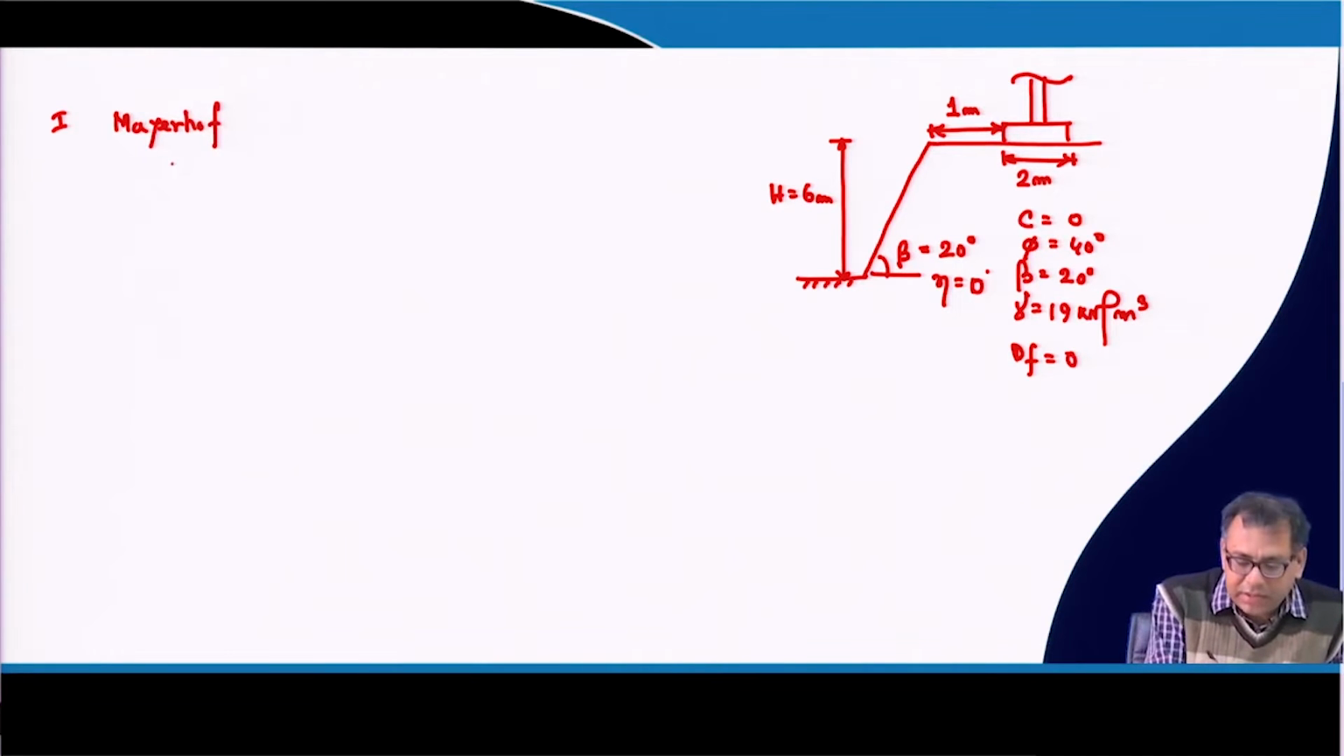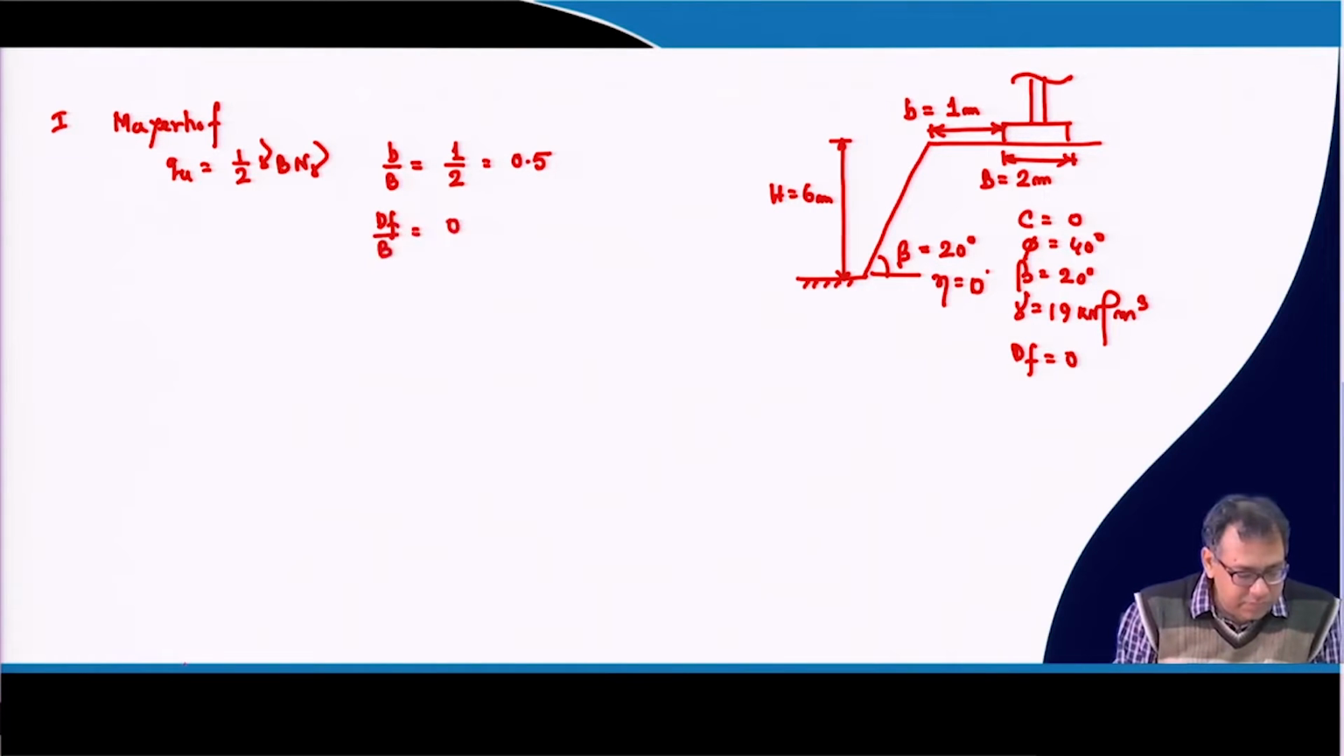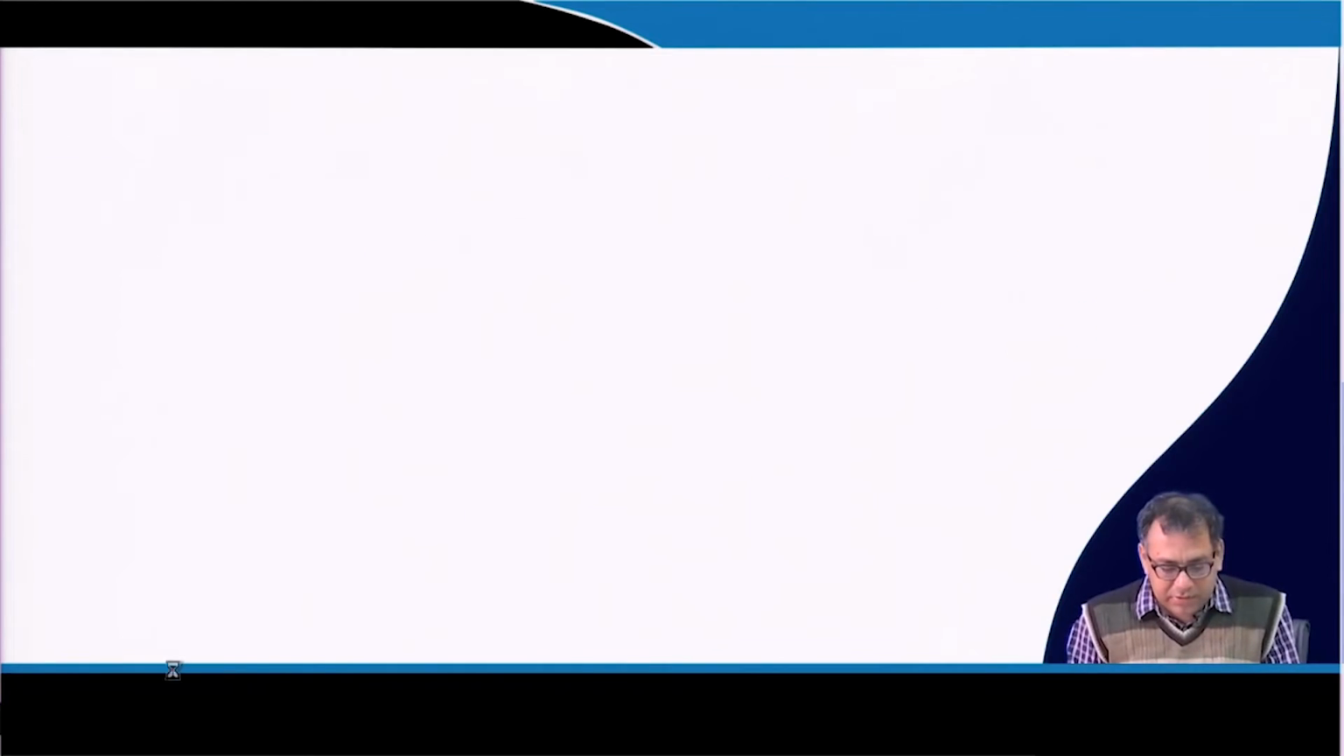So, Meyerhof, N_q for C equal to 0, q_u ultimate load is half gamma B N_gamma. Okay. Now, b by B, small b is equal to 1, capital B is equal to 2, so this value is 0.5. Now, Df by B is equal to 0. Okay. So, now we have to go for the chart.